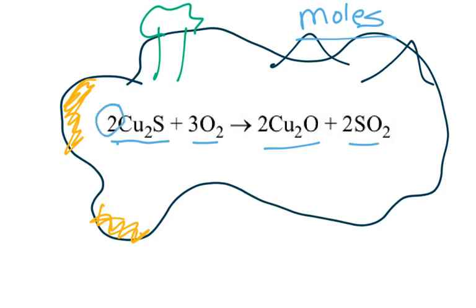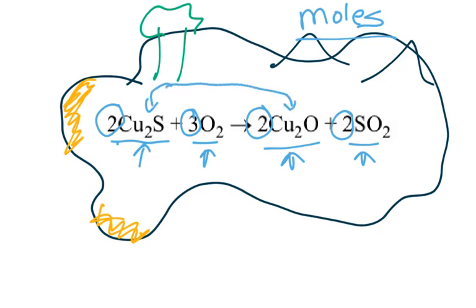But these numbers in the front, that tells you how many moles. That's what that's telling you. 2 moles of copper sulfide, 3 moles of O2, 2 moles of copper oxide, 2 moles of SO2. Okay? And so that's what those numbers are telling you. They're in moles. All right? And so the point of the island is to get typically from one thing to another.